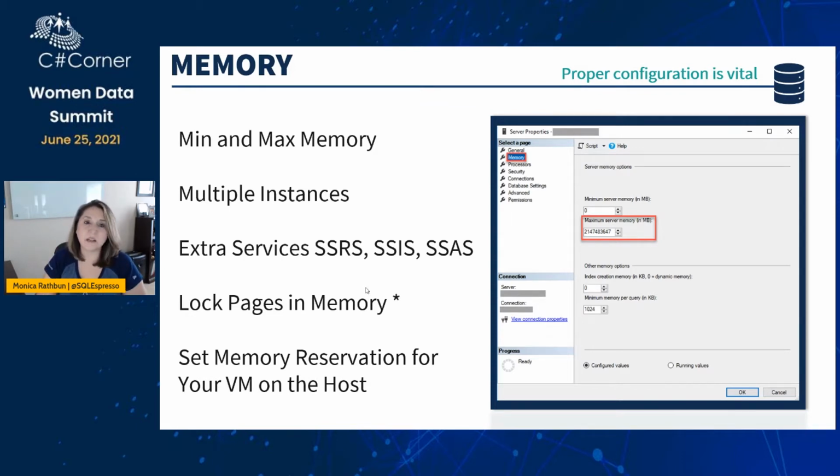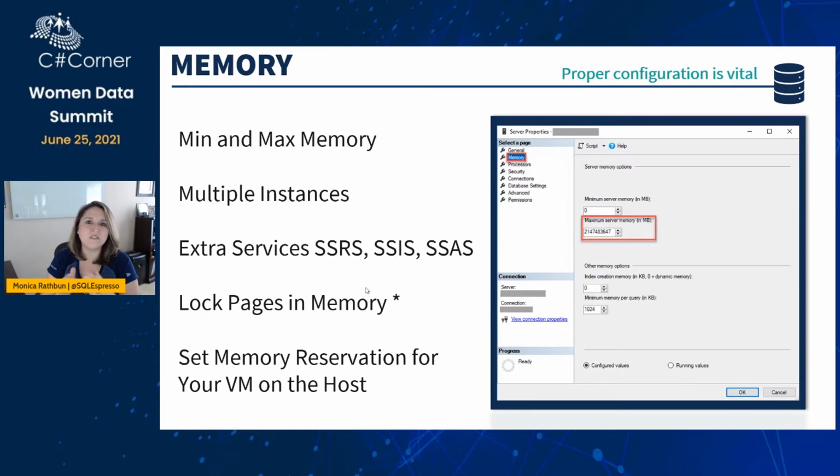I do have locked pages in memory noted here. I'm not going to go into it because we don't have time. I want you to research those terms. Find out if it's applicable to be turned on in your environment. There's some good things and bad things about it. It's not something that you should turn on automatically. So please take a look and just know you should know about that.